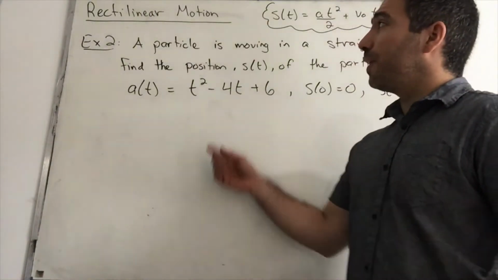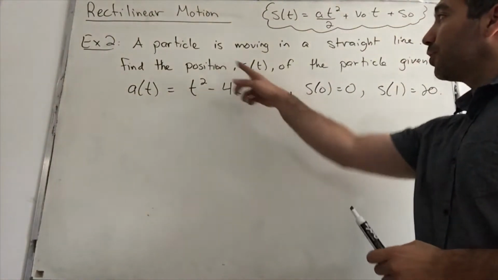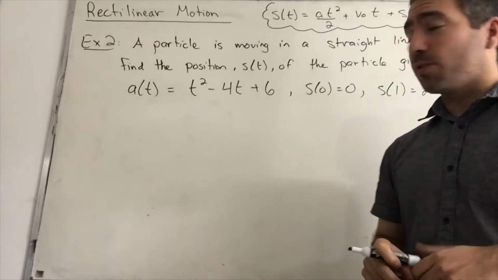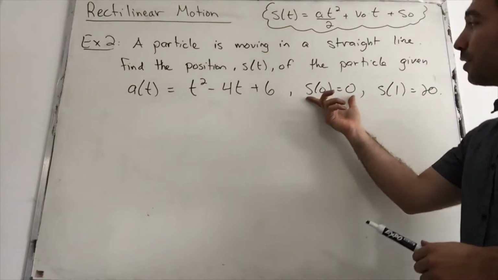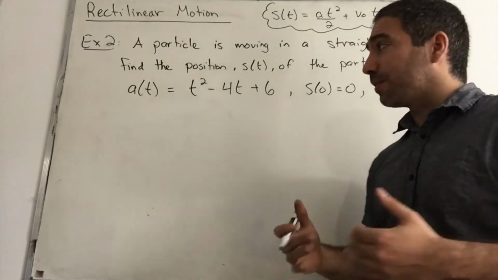So in the next example over here, we have a particle which is moving in a straight line, and it asks us again to find the position function of the particle, given the acceleration a of t is equal to t squared minus 4t plus 6. And they also tell us that S of 0 equals 0 and S of 1 equals 20. So as always, pause the video, try to solve this on your own, see if you're able to get it.